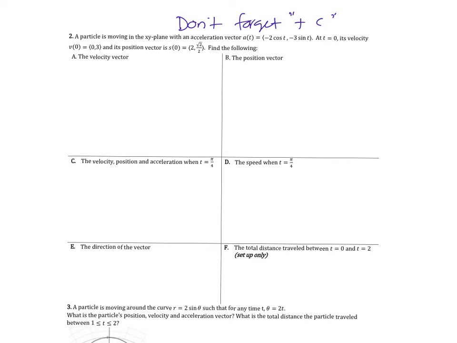Let's look at this first. Part A says the velocity vector. We're given the acceleration vector and we're being asked for the velocity vector. The acceleration vector is -2 cosine of t, -3 sine of t. The velocity vector is going to be what I get if I integrate the acceleration vector. I'm not actually going to show the integration. These are pretty simple antiderivatives. So v of t is going to be -2 sine of t plus c1.